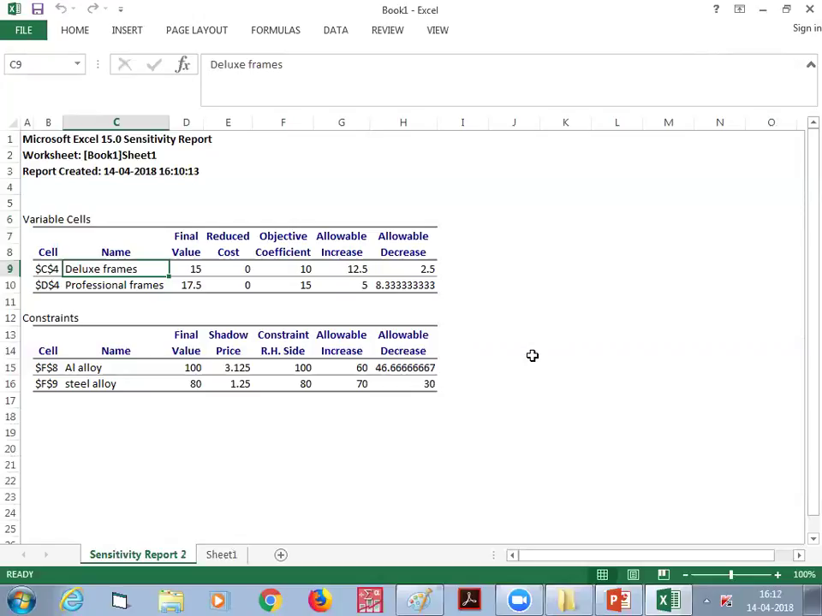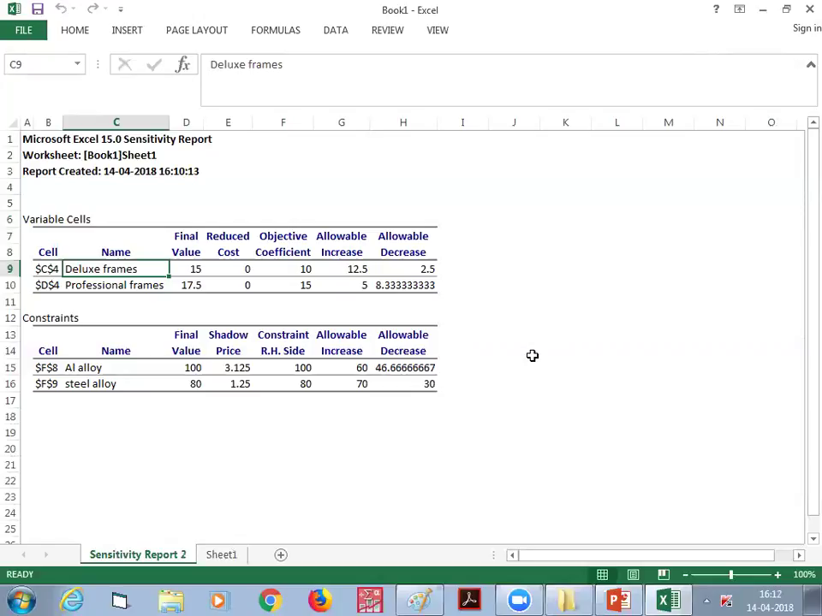Now, when we are using up all the alloy, both left-hand sides and right-hand sides of both constraints are equal, and so both are binding constraints. That means we're using up all the aluminum alloy as well as steel alloy in our production. We're completely using them. And if we had more aluminum alloy, then our profit contribution can increase by 3.125. And if we have 1 more pound of steel alloy, our profit contribution can increase by 1.25.